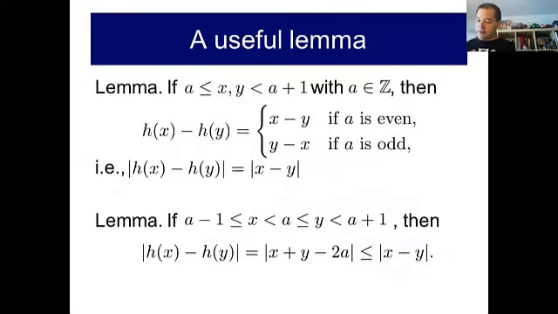Here's what we have for this one: a minus 1 less than or equal to x less than a less than or equal to y less than a plus 1. And the same thing: now x is a minus 1 plus tx, and y is a plus ty, with these little t values always between 0 and 1. And again, this time we want to look at the absolute value of h of x minus h of y. We don't want to be that precise.